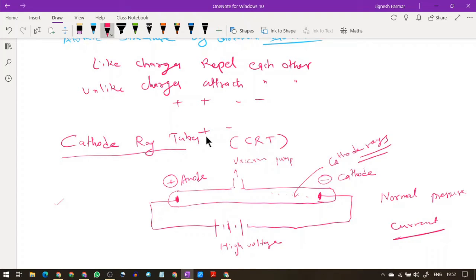So the flow of current from the cathode to anode was further checked. How did they check this? They wanted to see whether the current was coming from the cathode only or the anode only, because they were not aware. So what they did, they made a hole in the anode.